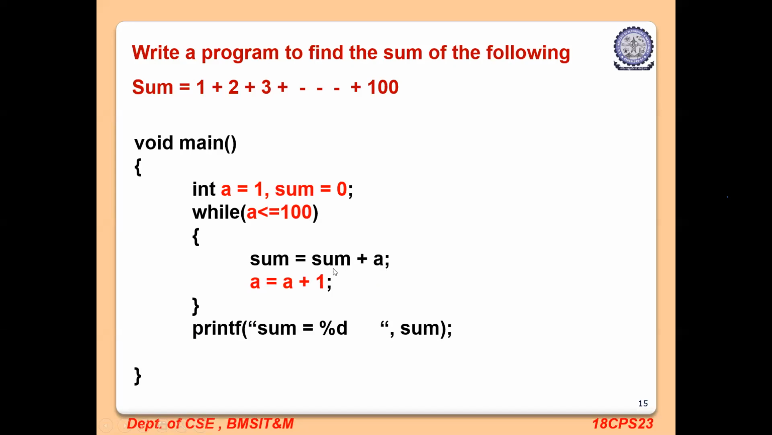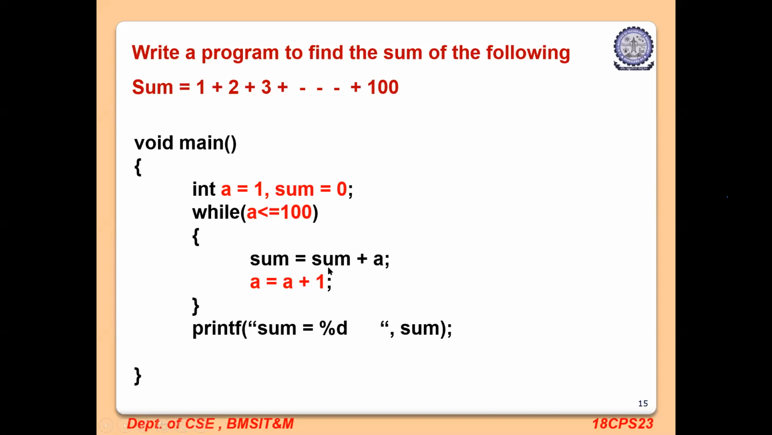So 2 plus the previous value of sum, 1. 1 plus 2 is 3. 3 is pushed into sum. The value of A was 2, now it will increment to 3. It goes back, checks the condition, yes it is true, and again it comes back.